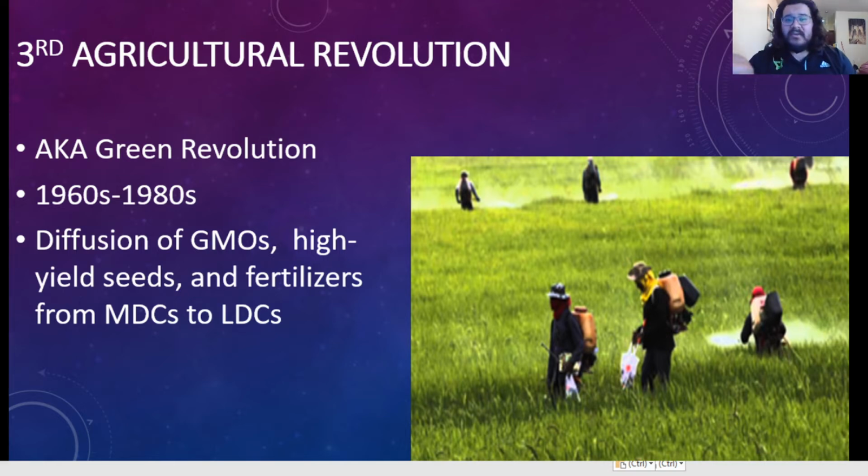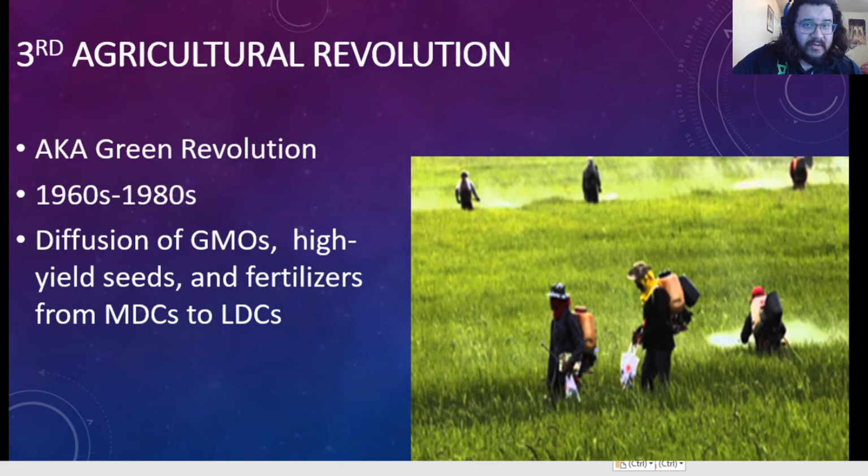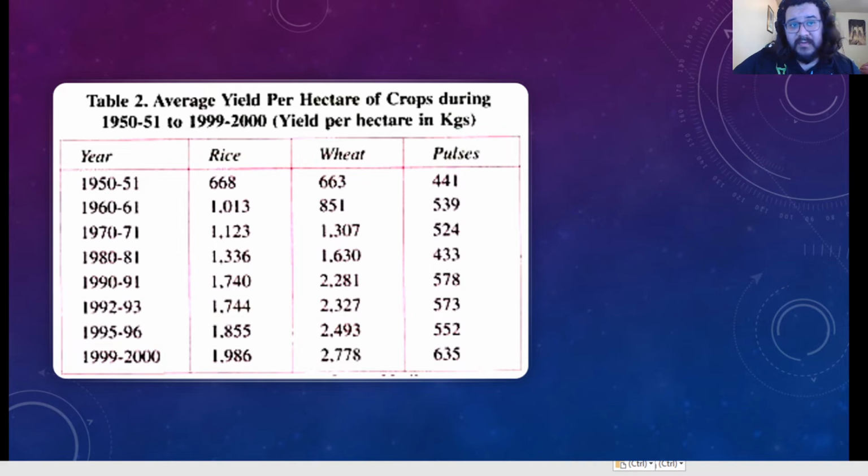Now, we saw a lot of good developments out of this, a lot of positive effects, we might say. Here we have a chart of India's crop yields over time, for rice, for wheat, and for pulses. We're really concerned with rice and wheat in this case. We're looking at the changes from the 1950s to the end of the 1990s, the beginning of the 21st century. Recall, the third agricultural revolution makes its debut in the 1960s through the 80s, and that's when we see the diffusion of these goods to less developed, developing countries, India being one of these, an NIC as we would call it now.